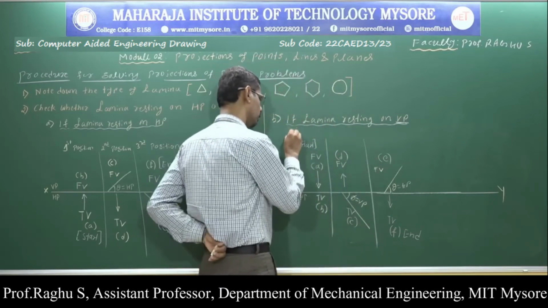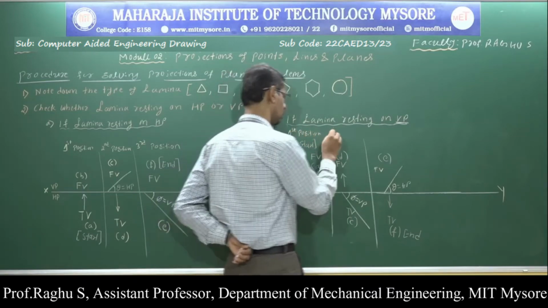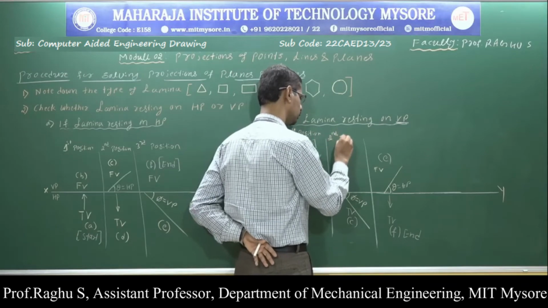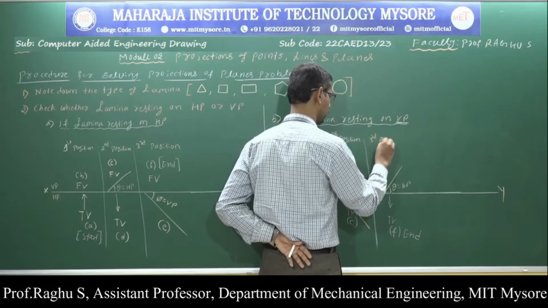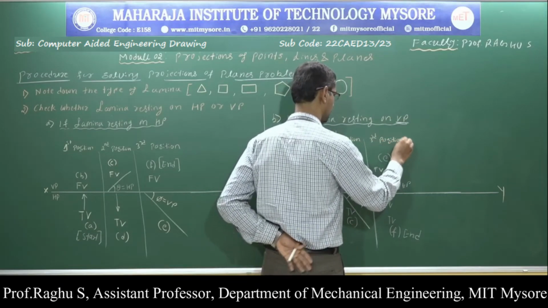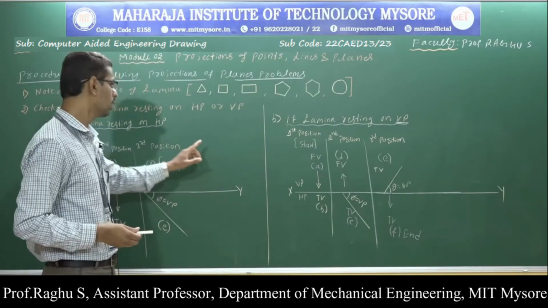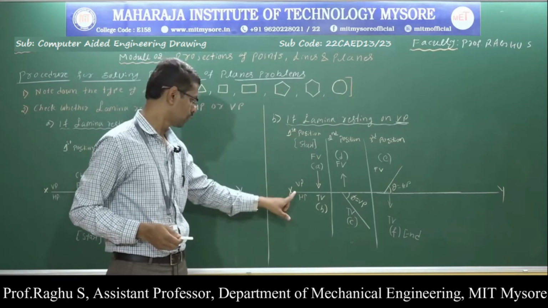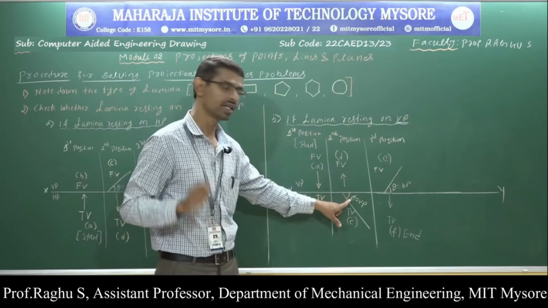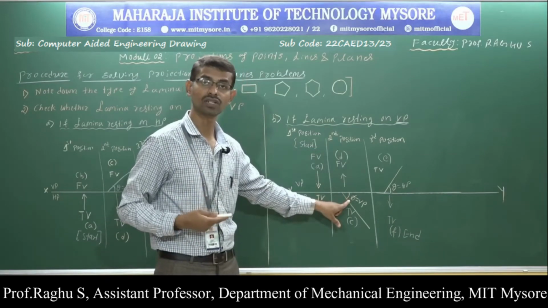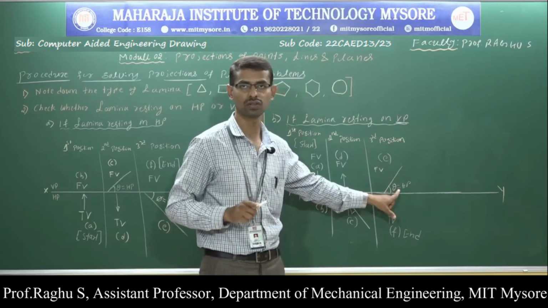So this is the first position, this is the second position, and this is the third position. Observe the difference. When the lamina is resting on VP, to draw the first position I need just the edge or corner resting condition. To draw the second position I need the VP inclination, the lamina inclination with respect to VP. To draw the third position I need the HP inclination, the side or edge inclination with respect to HP.